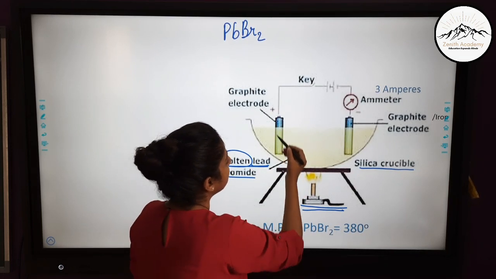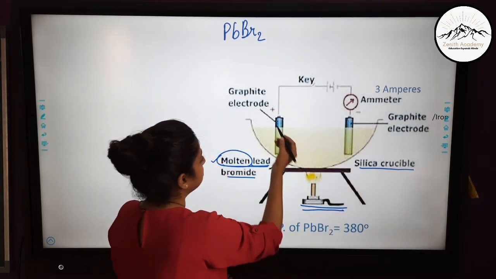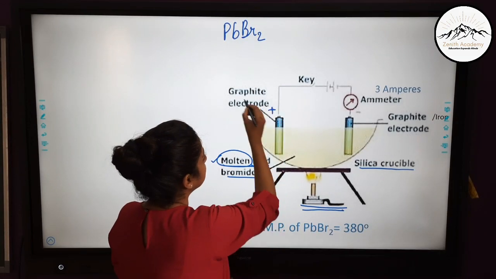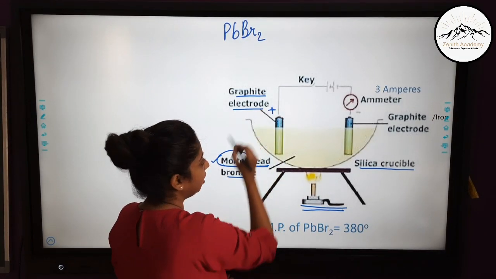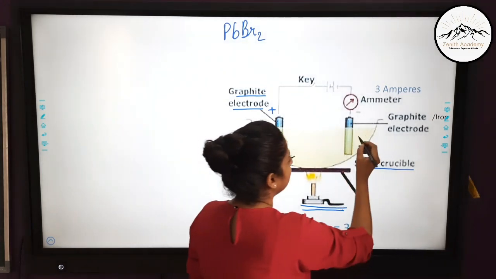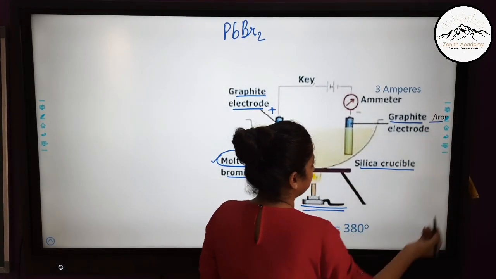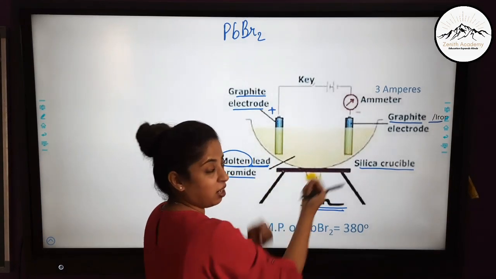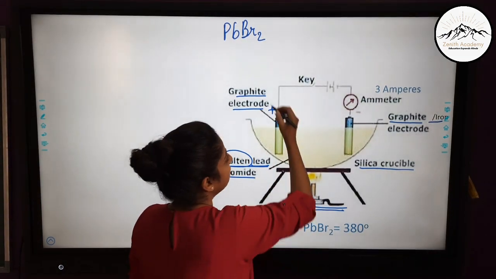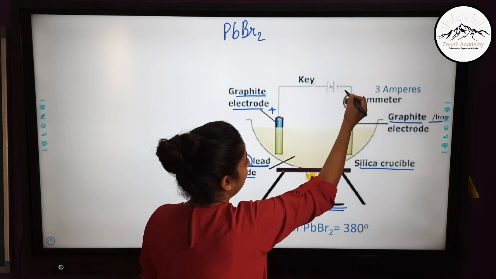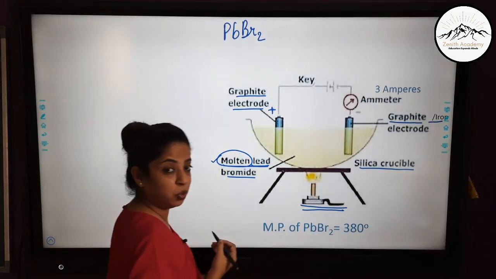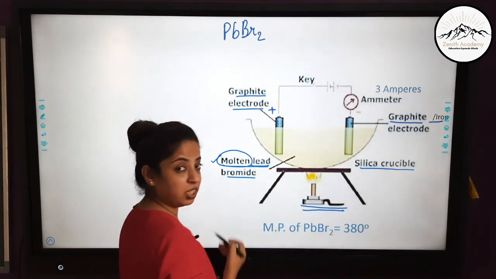Now here there are two electrodes. You can see this is the anode. The anode is a graphite electrode, made up of graphite. Now the cathode, mostly it is graphite, but you can take iron also. So two inert electrodes of graphite are connected with a key and a battery, and an ammeter is connected to note down that constant current is flowing.